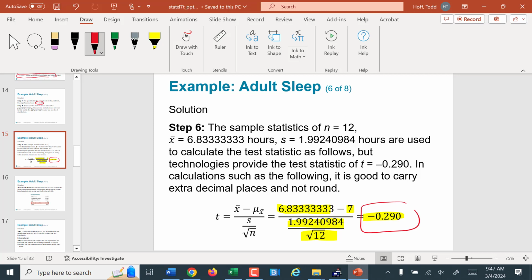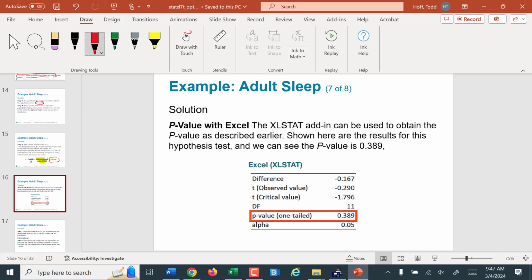So, what does that tell us? Well, first, let's look at what the Excel stat output would be. This would be our Excel stat output. This is our test statistic that we just calculated, the negative 0.290. And Excel stat is giving us a p-value of 0.389.